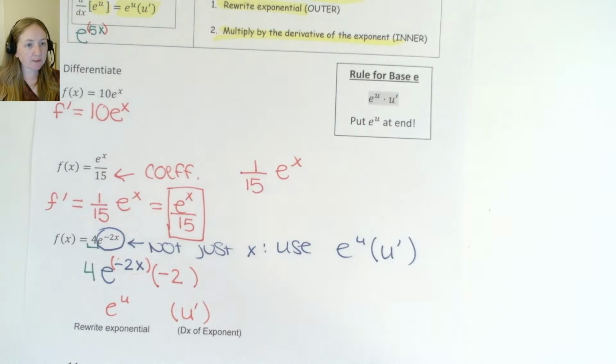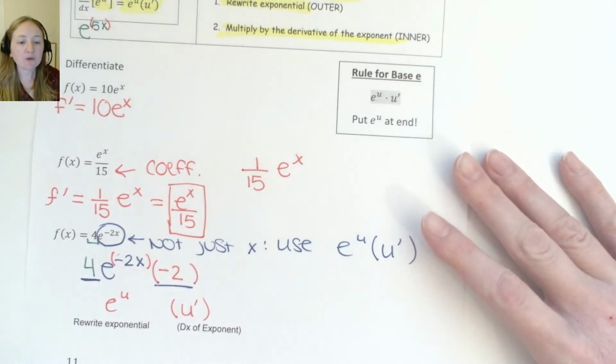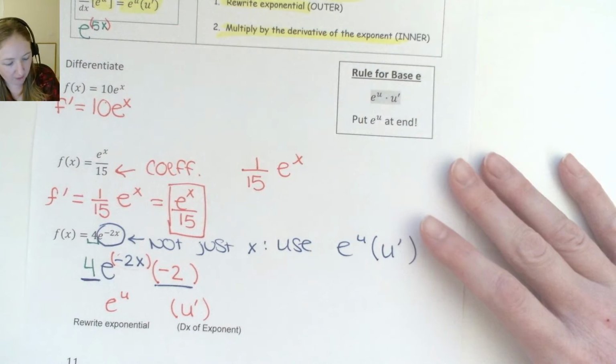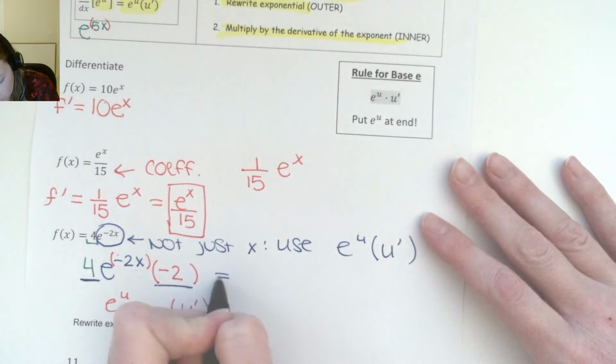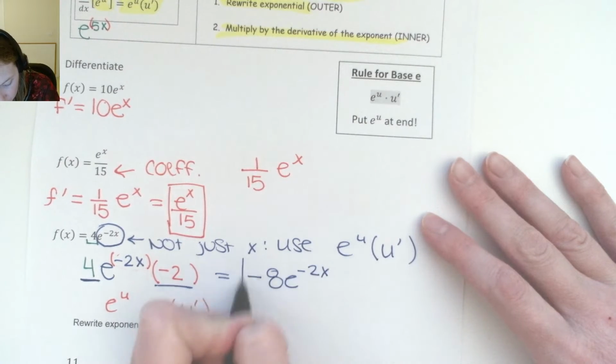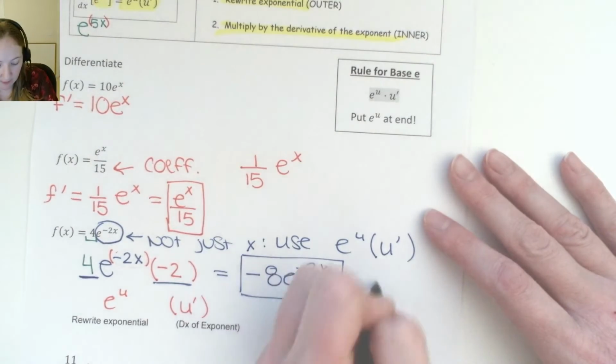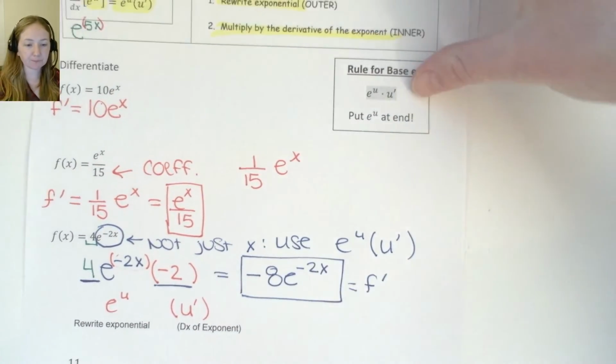So again, the exponent is being treated as an inner function. Now, at that point, you will notice that you have a 4 times negative 2. Those, of course, can combine together, and that will give us that our derivative is negative 8 e to the negative 2x, and that is f prime. So again, that is our derivative.